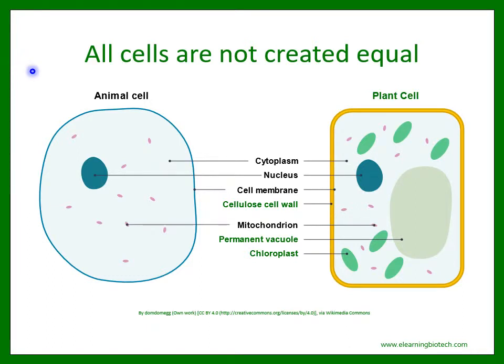Now, let's take a look at a sketch comparing an animal cell and a plant cell. Both have a cytoplasm, a nucleus, a cell membrane, and mitochondrions. The main differences concern the presence of a cell wall, a vacuole, and chloroplasts in the plant cell.